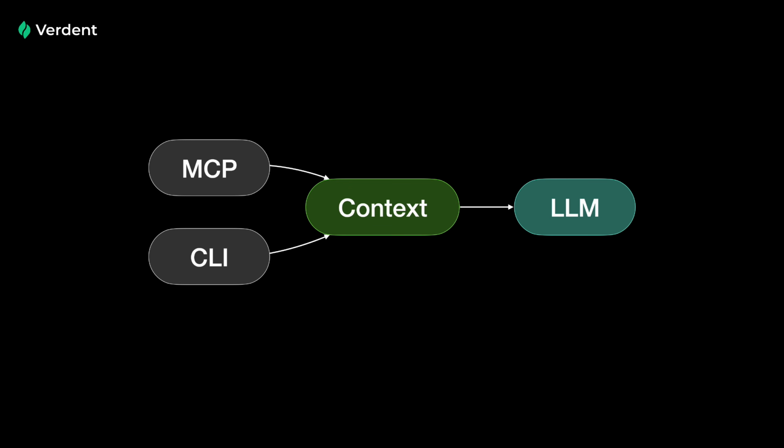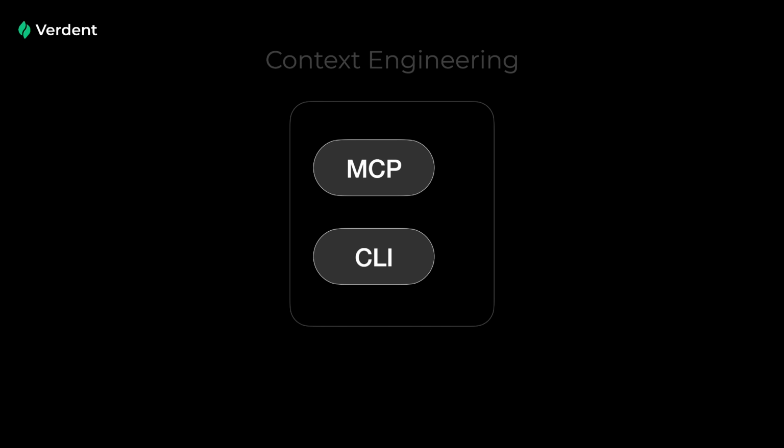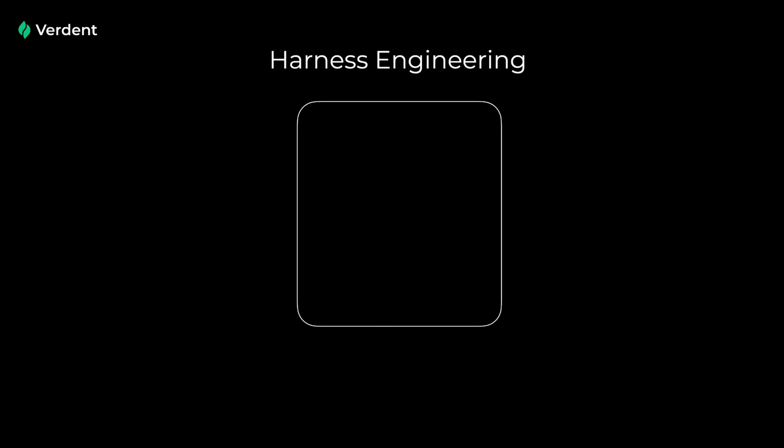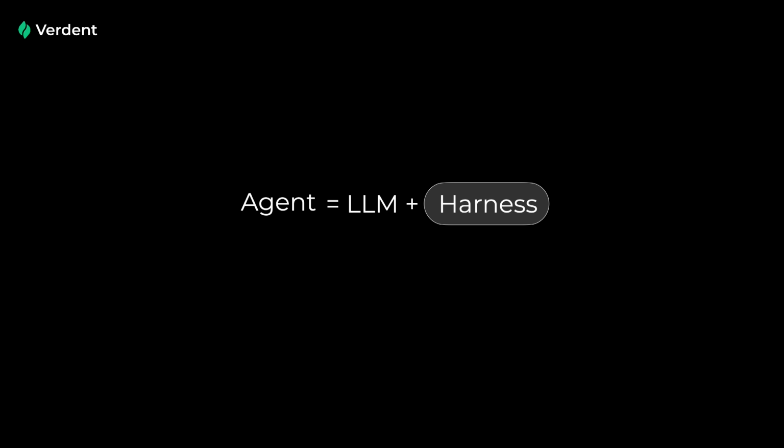But if you zoom out, both MCP and CLI are doing the same thing, turning outside info into context the model can use. In that sense, they both belong to what we call context engineering. But now, everyone's talking less about context engineering and more about harness engineering. And honestly, most explanations online make harness sound way too technical, but you really don't need that much detail to get it. The clearest definition we've got right now is from LangChain. Agent equals LLM plus harness.